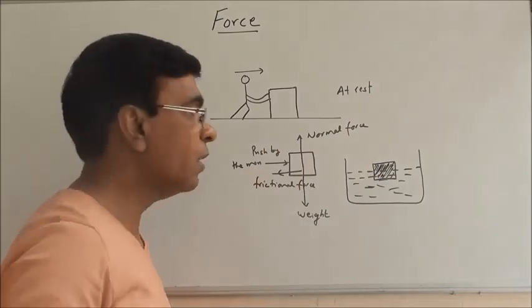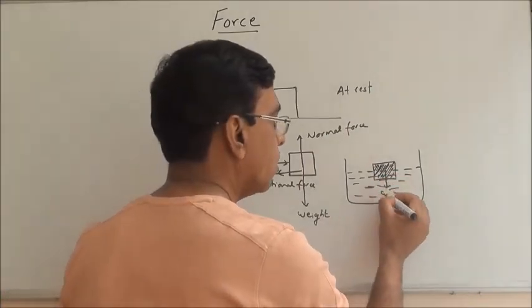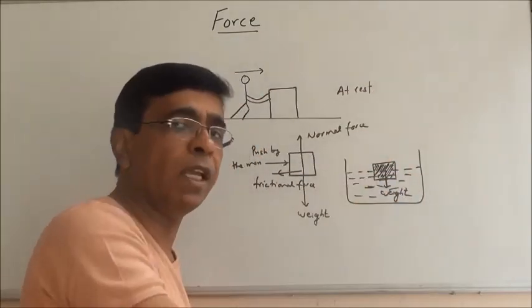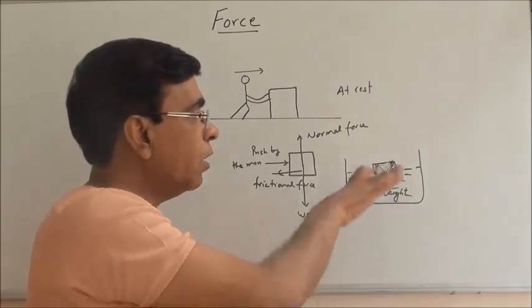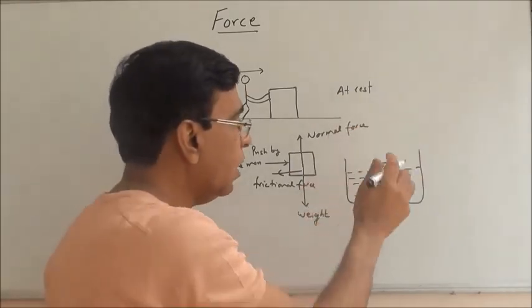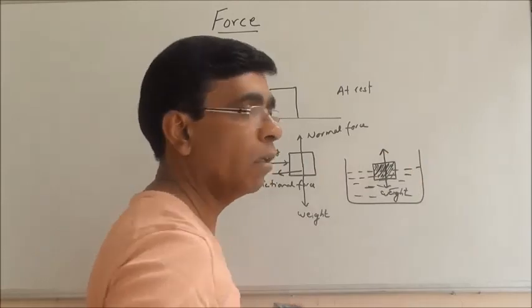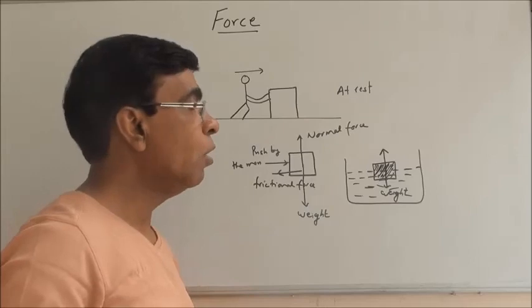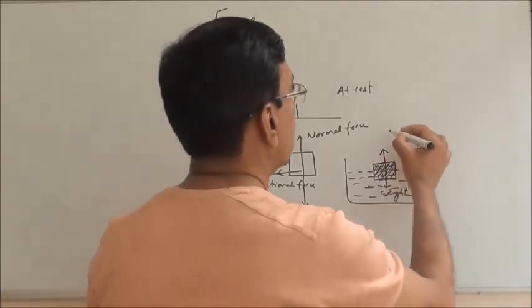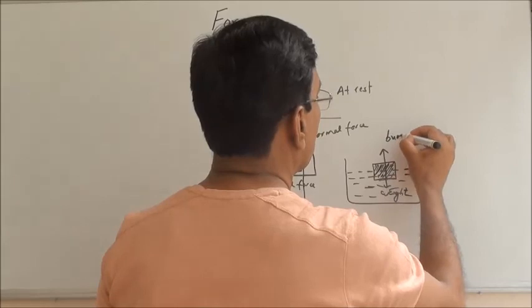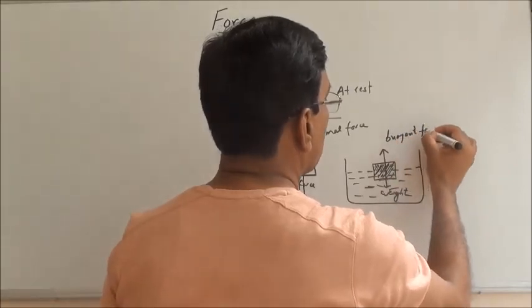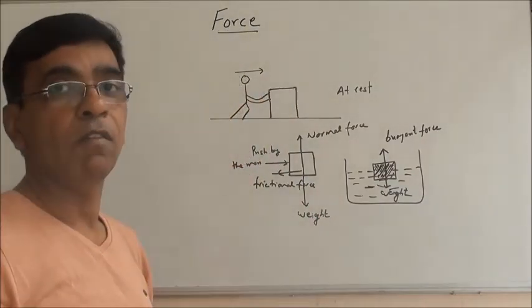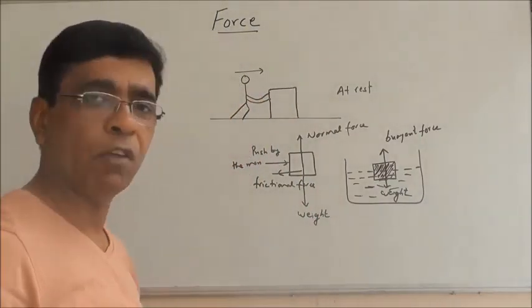So how many forces are again acting? Weight is downward, but if this is the only force on it, it will sink. And if I am saying it is floating, it means the net force on it is zero. So there is a force in the upward direction. We call it buoyant force, or even upthrust. Upthrust or buoyant force, it is the same thing.